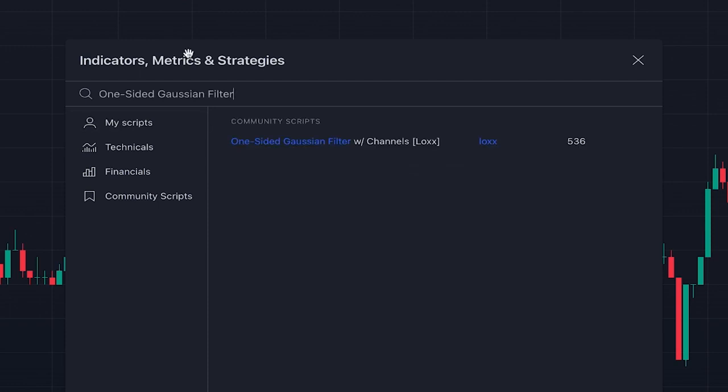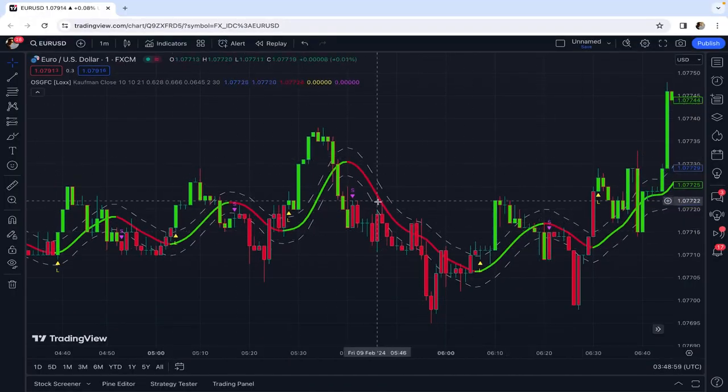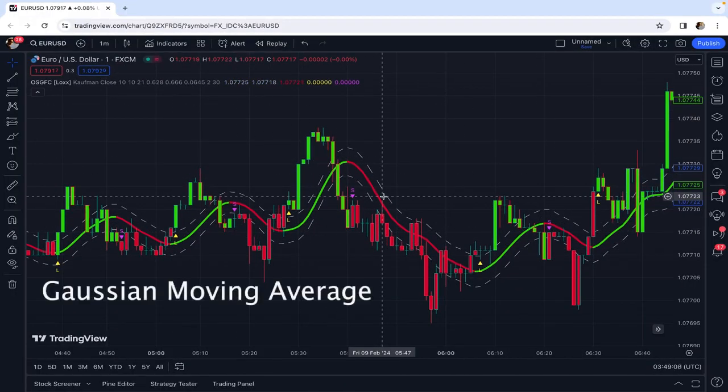Alright, to add this amazing indicator to our chart, here we click on indicators and we search one-sided Gaussian filter, this one, which is written by LOXX. Alright, this is the indicator and as you can see it's overlaid on the price chart. This indicator is a Gaussian moving average that uses Fibonacci weighting function.